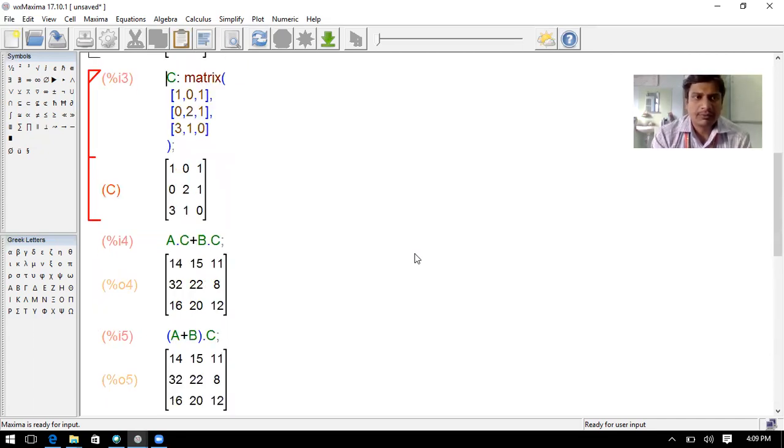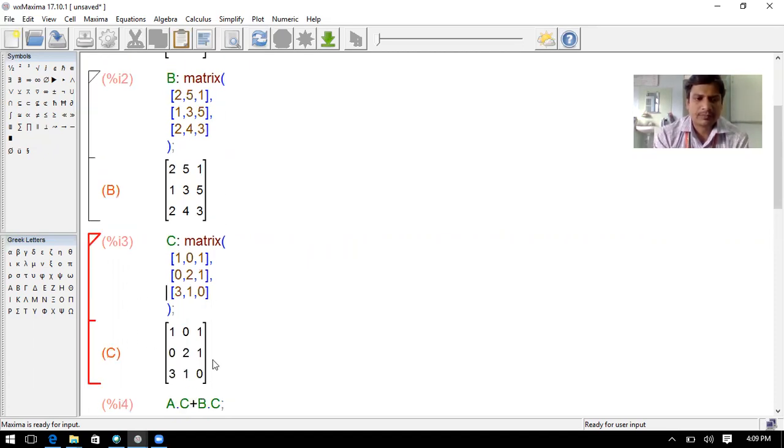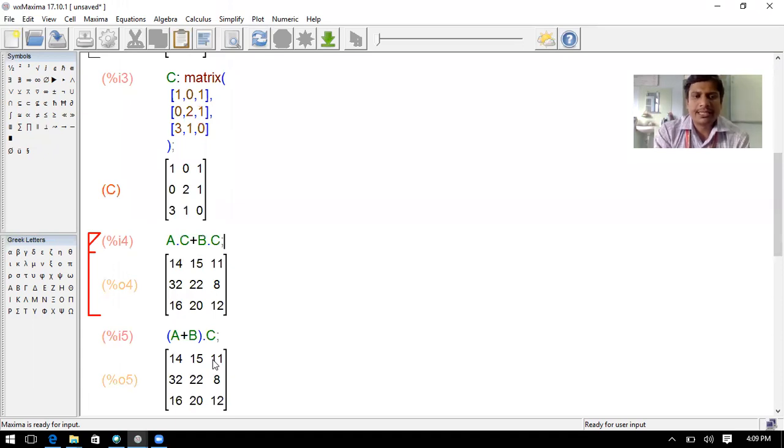Second question. Once again, see here. First, we take the entire matrix A. A is the base matrix, then B is this matrix, and C is this matrix. Next operation, that is AC plus BC. That means A into C plus B into C. The total result is this one. Then A plus B into C.